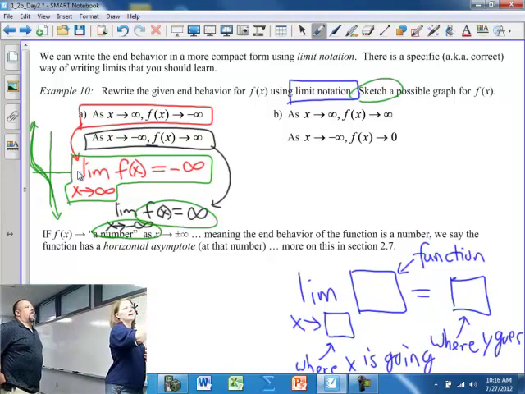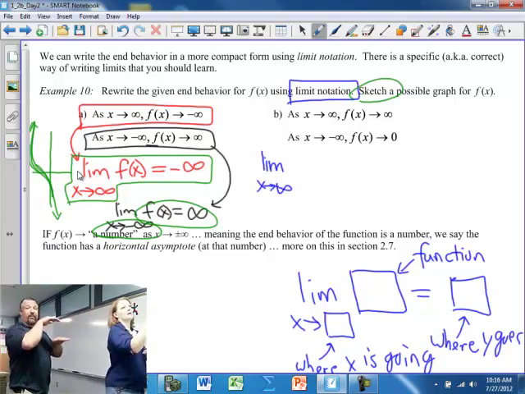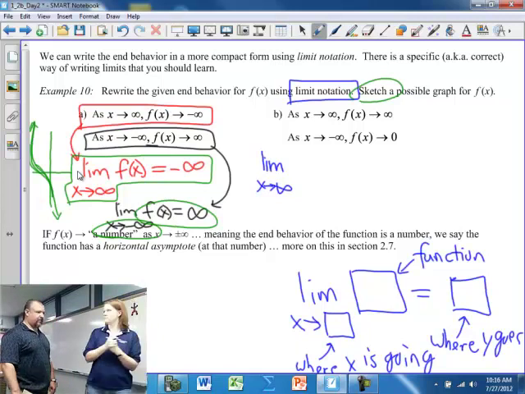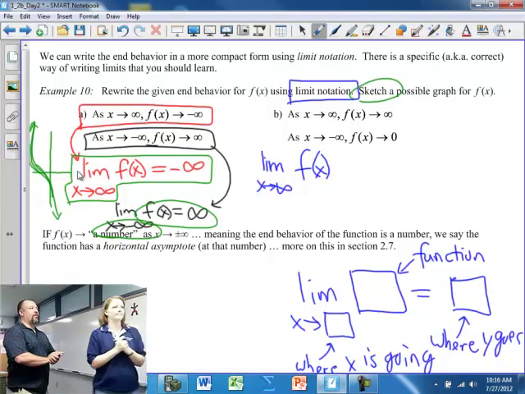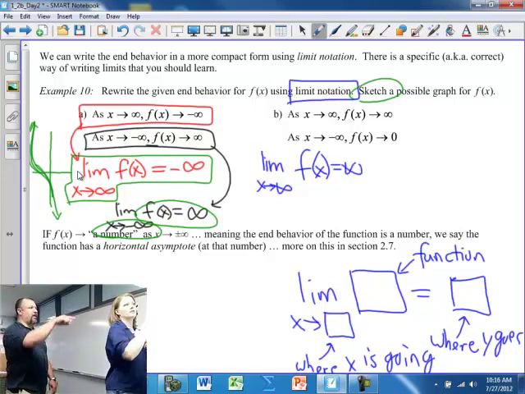So let's start with the first sentence. As x goes to infinity, f of x goes to infinity. So again, we're going to do the limit as x goes to infinity. And when you're writing this on paper, you can think of this as like a subscript. They're right on top of each other. And then f of x is kind of like the same size as the limit part. And so I'm going to infinity. Does that look all right? Wonderful.